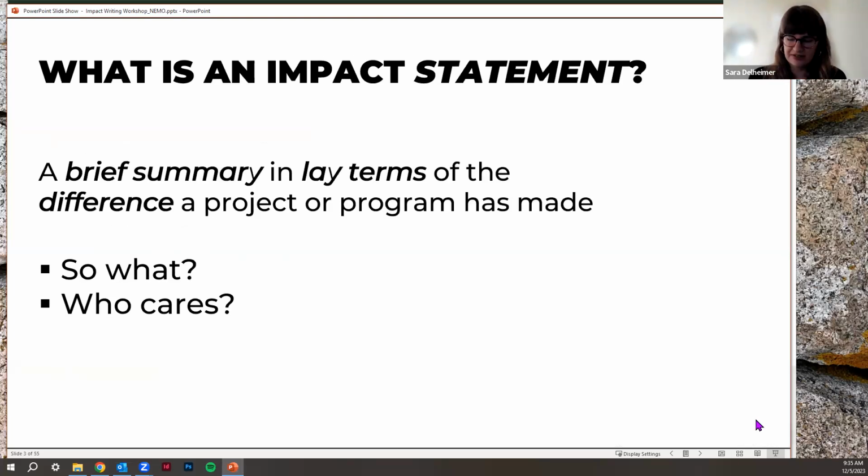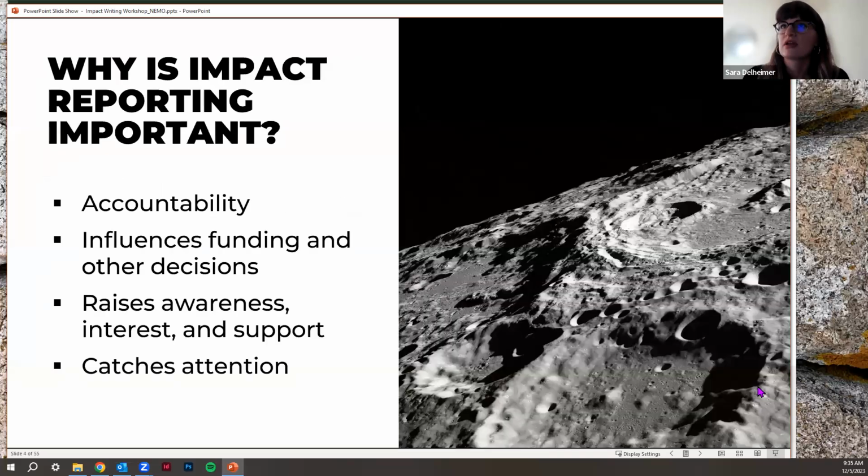So then an impact statement is just a brief summary of a project or program and the difference it has made. You can think about an impact statement answering the questions, so what and who cares? So why is impact reporting important? Why do we bother with reporting?